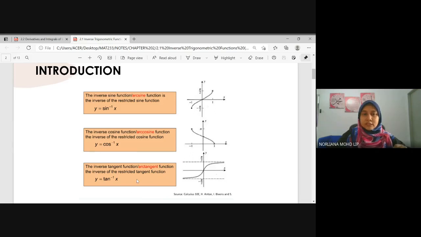And the third one is the inverse of tangent, or the arc tangent. The domain is negative infinity until positive infinity, and the range is from -pi/2 until pi/2.